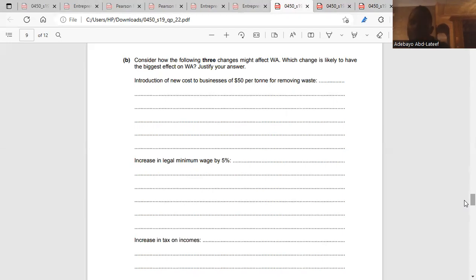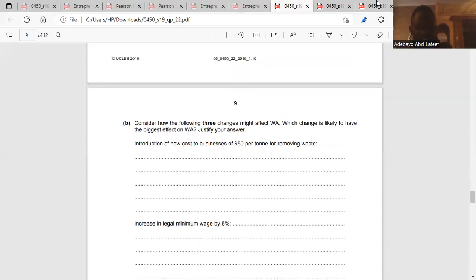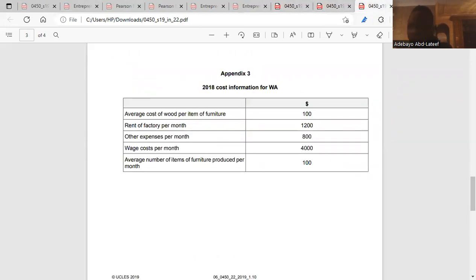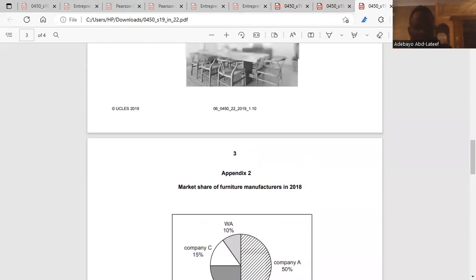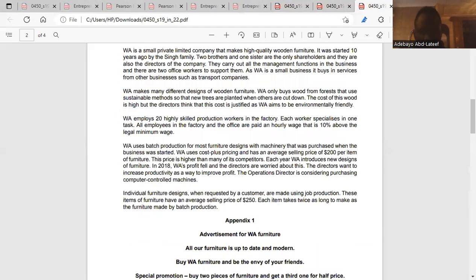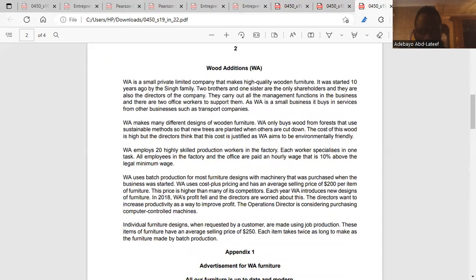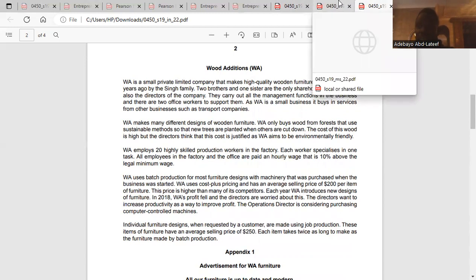Then the second one, increase in legal minimum wage by 5%. I think WA pays more than 5%. Let's check the case study. Look at the third paragraph, please. WA employs 20 highly skilled production workers in the factory. Each worker specializes in one task. All employees in the factory and the office are paid an hourly wage that is 10% above the legal minimum wage. So WA pays even more than the 5% the government is introducing.